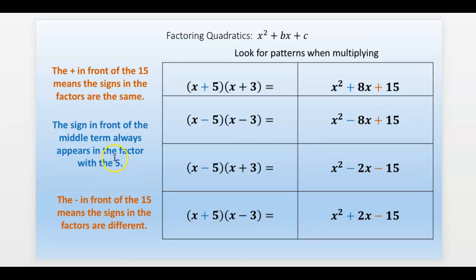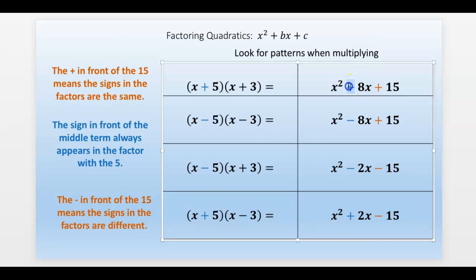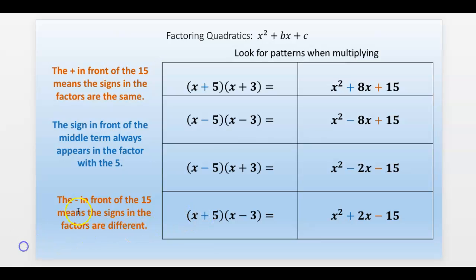And the sign in front of the middle term always appears with the 5 here. You notice that? See that plus in front of the 8? The plus goes with the 5. The minus in front of the 8? The minus goes with the 5. Right here, this is a minus in front of the 2, and that minus goes with the 5. This one is a plus in front of the 2, so that plus goes with the 5. It always goes with the larger of the two numbers. 5 is bigger than 3, so it goes with the larger number.